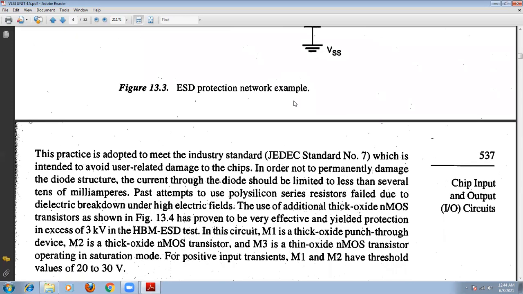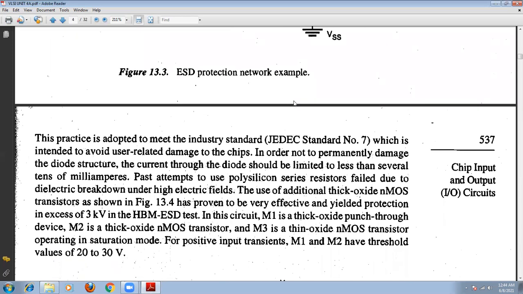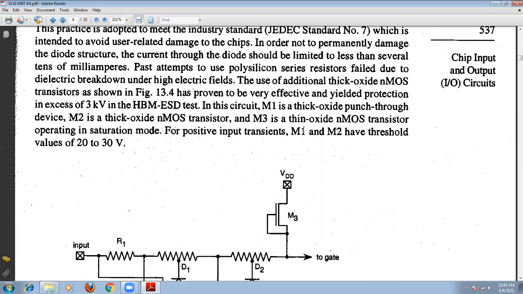Another very important thing in this case is the structure for the improved version: the use of thick oxide NMOS transistors, which is shown in the figure below.